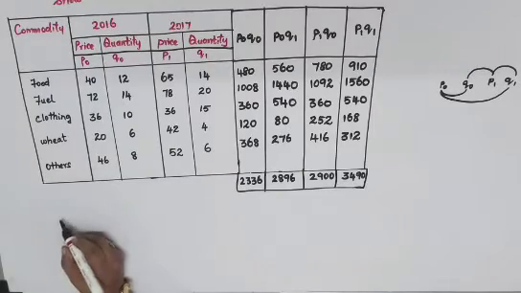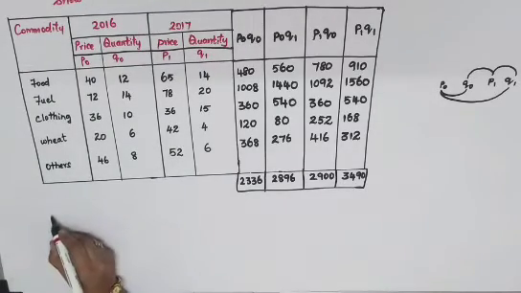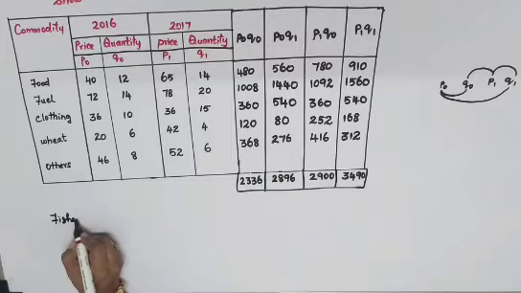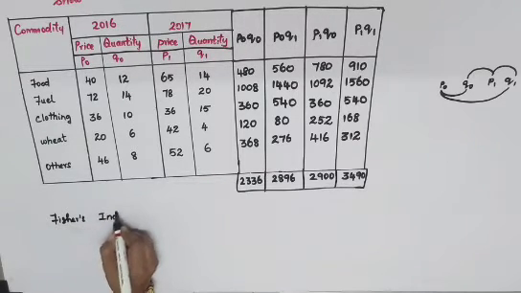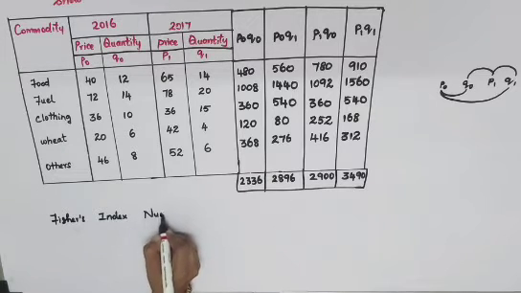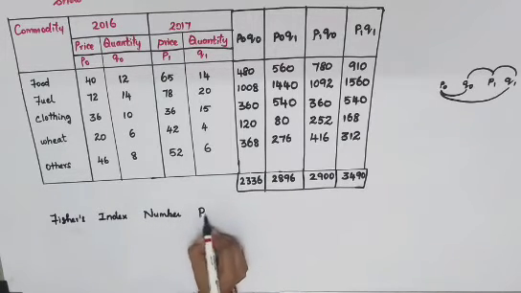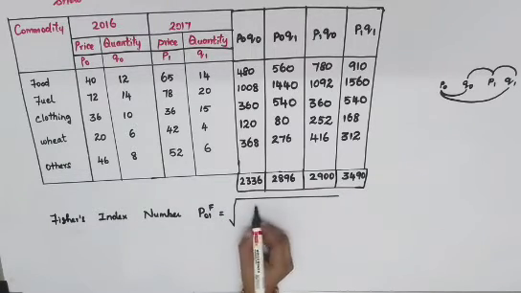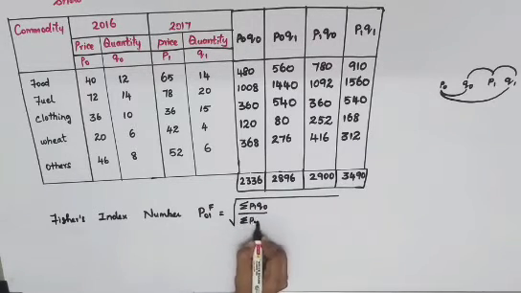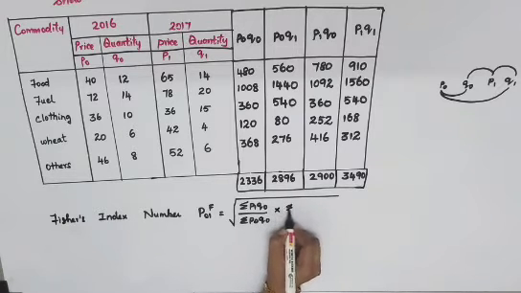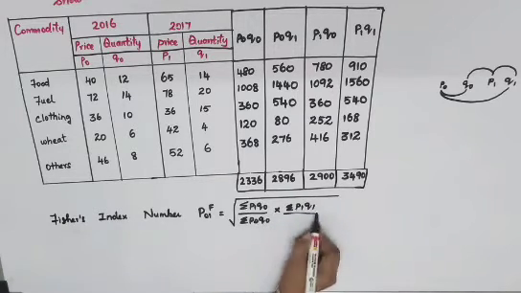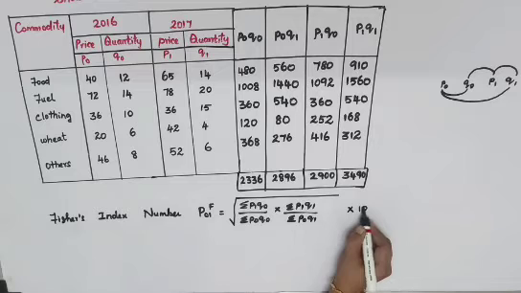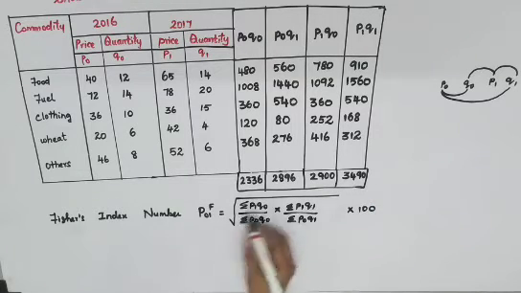So next is Fisher's index number only they have asked. So your formula is Fisher's index number. The formula will be P01F, that is your format, which is equal to root of sigma P1 Q0 divided by sigma P0 Q0 into sigma P1 Q1 divided by sigma P0 Q1 into 100. 100 is separately outside, okay, not in the square root.